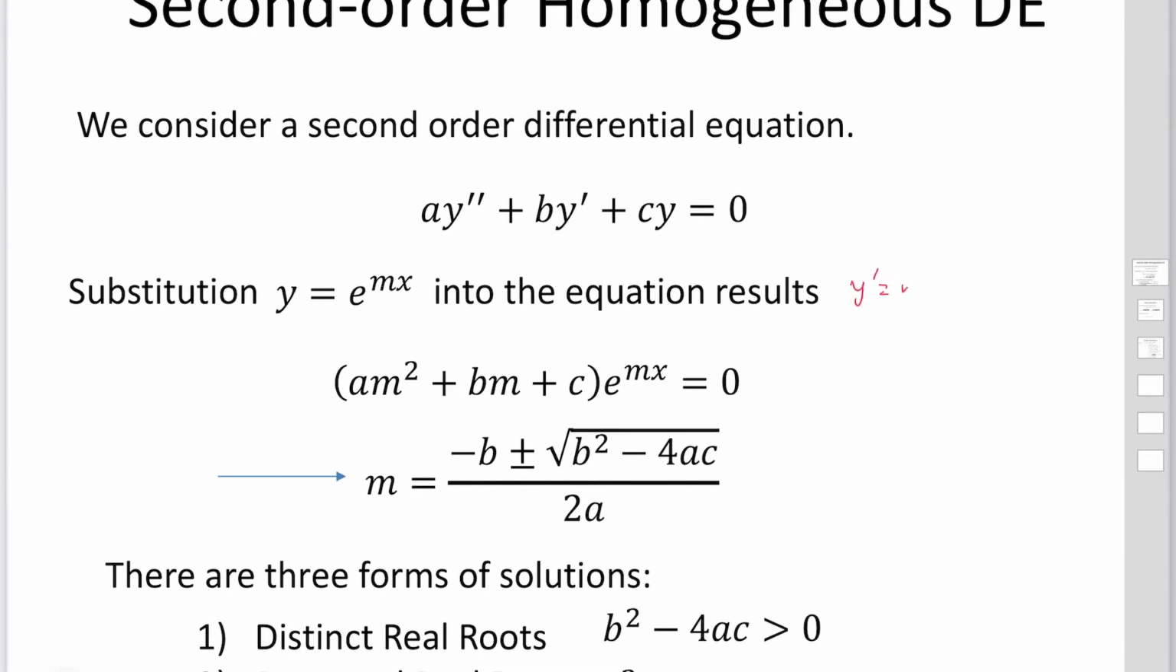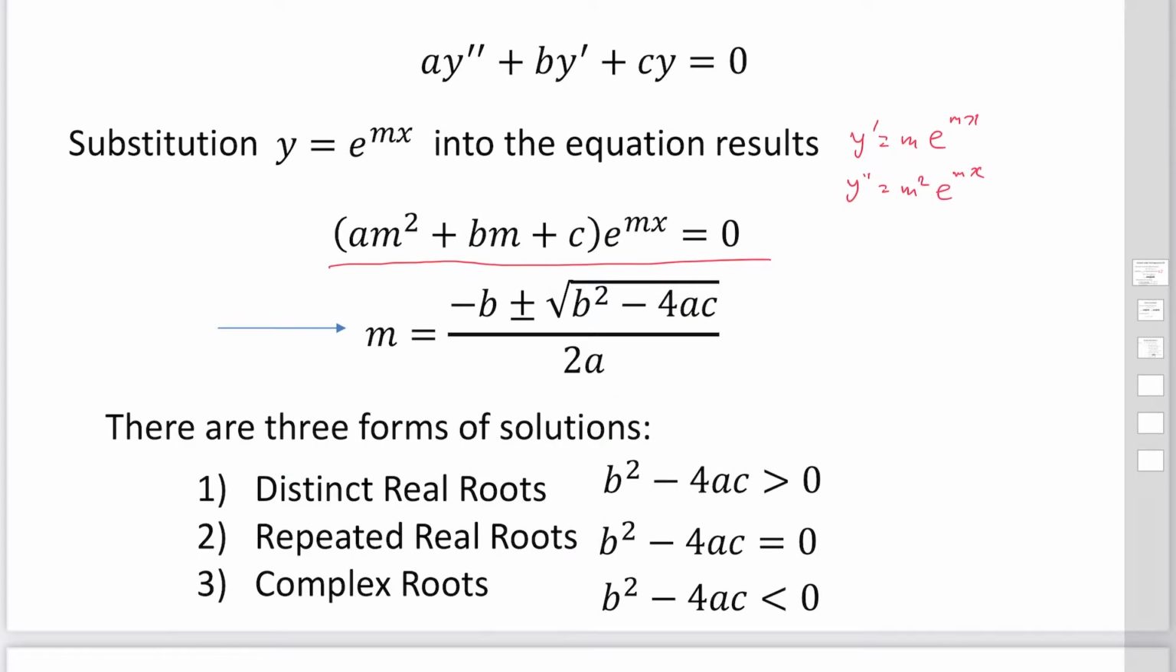y' equals m e^(mx), y'' equals m squared e^(mx). So it becomes (am squared plus bm plus c) times e^(mx). e^(mx) cannot be 0, so we can divide both sides of the equation by e^(mx). It becomes am squared plus bm plus c equals 0.